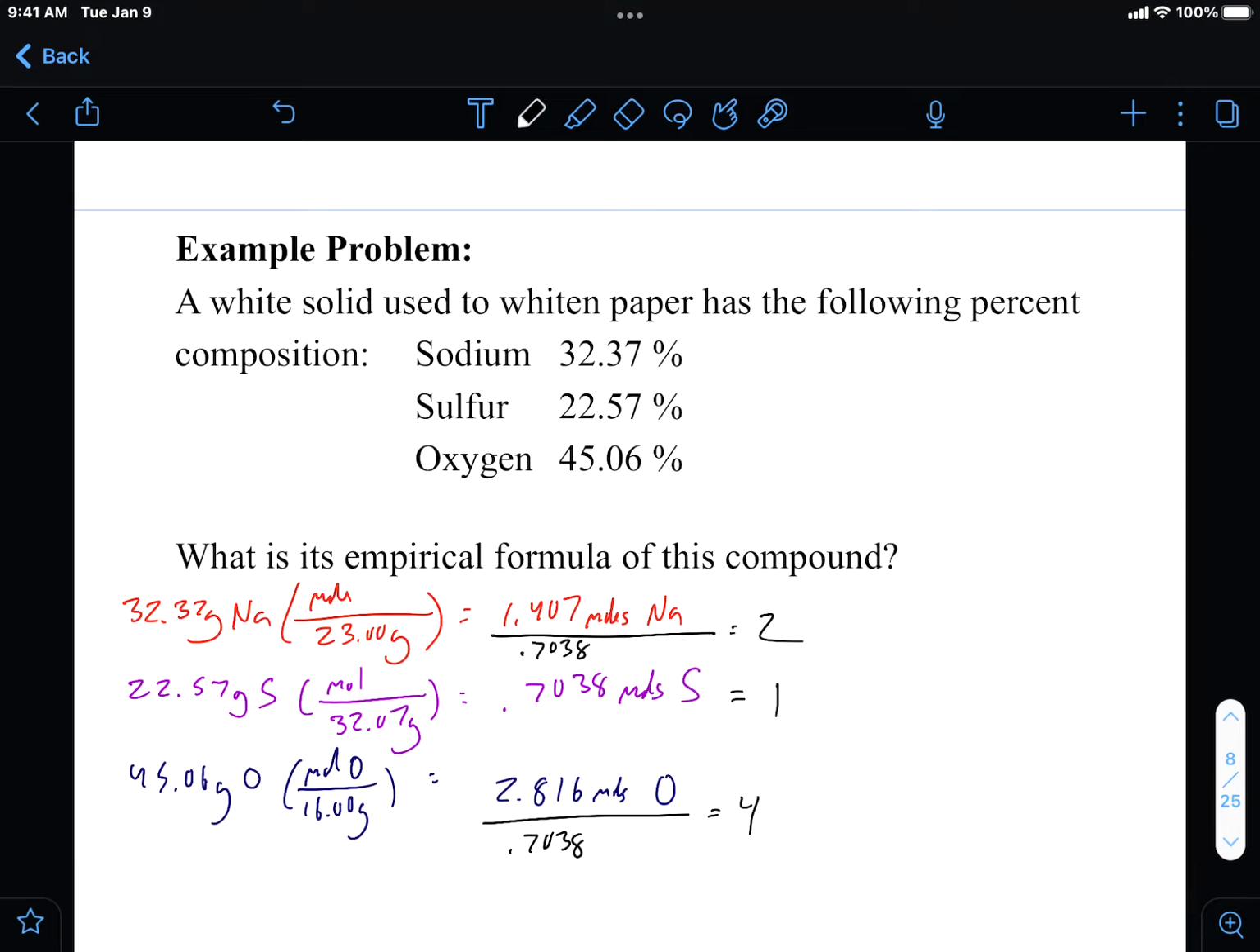All right, so I have numbers for each of the elements. Now I just assemble them. Lowest electronegativity is sodium, and then sulfur, and then oxygen. And that is my empirical formula. Okay? So no big deal. If they give you percentages instead of grams, it really does not change anything about how you do it. You convert them to moles.